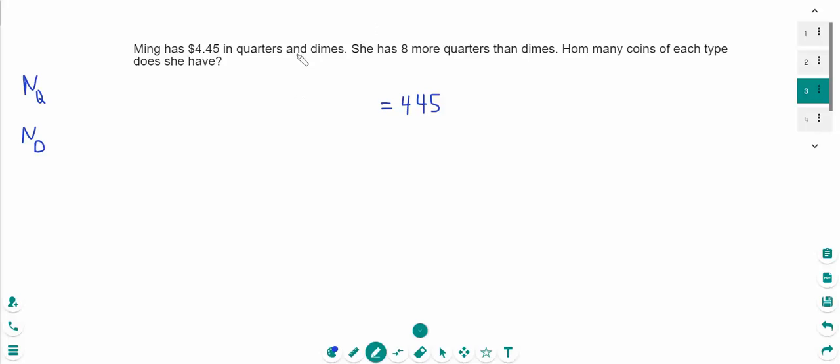Now, actually, we can fill out the other side too. So the number of quarters, what would we have to do to figure its value? Well, we'd have to multiply that by 25 plus the number of dimes times 10. That'll give us our value. So there's our first equation.